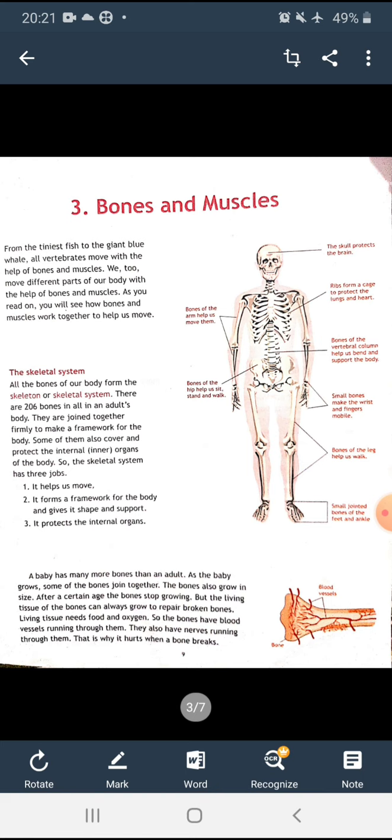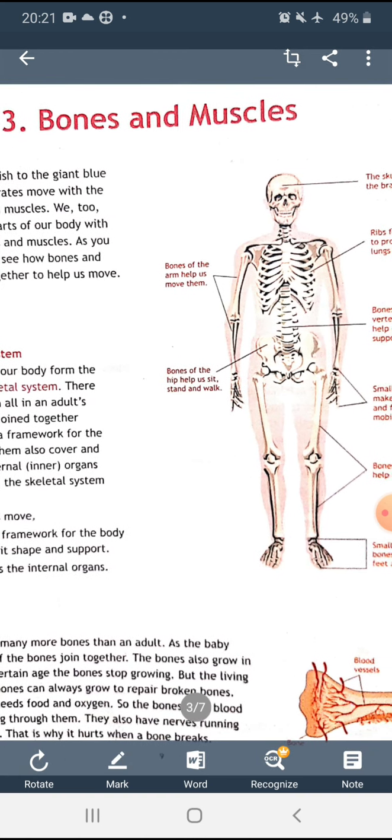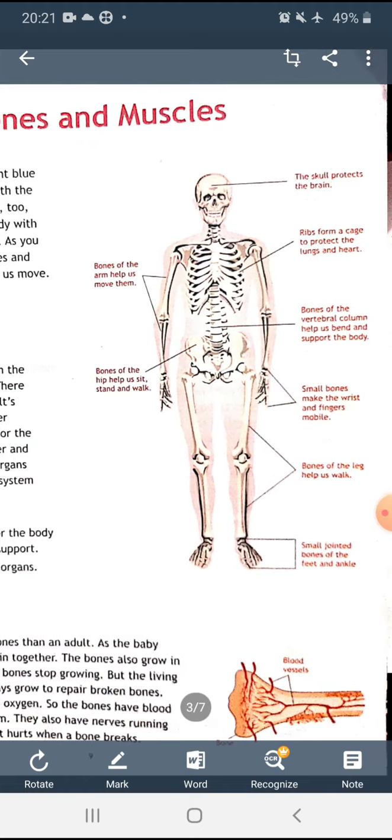After a certain age, the bones stop growing. But the living tissue present in bones can always grow. Why? To repair broken bones. And living tissue needs what? They need food and oxygen. And so the bones have blood vessels running through them. They also have nerves running through them. You can see in the picture. That is why it hurts when a bone breaks.